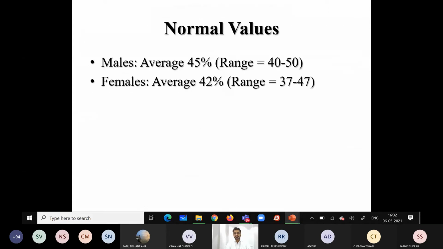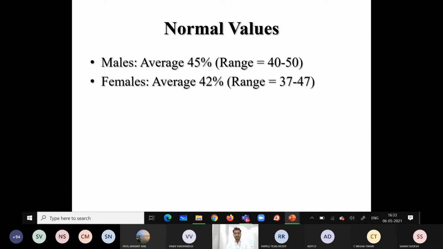What are the normal values here? Packed cell volume, the normal value, average is 45%. The range is 40 to 50. In case of females, it is average 42%. The range is 37 to 47%.